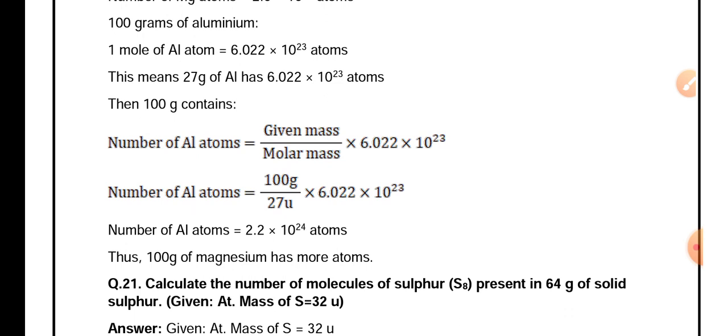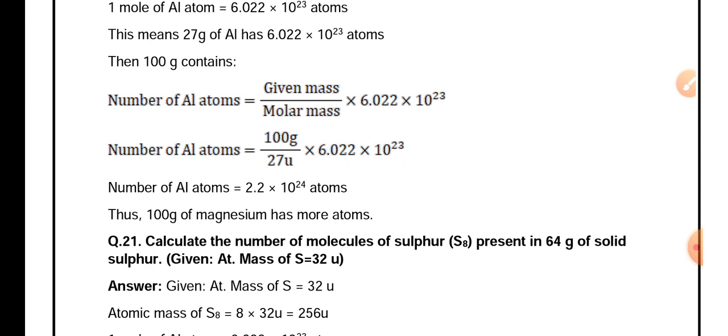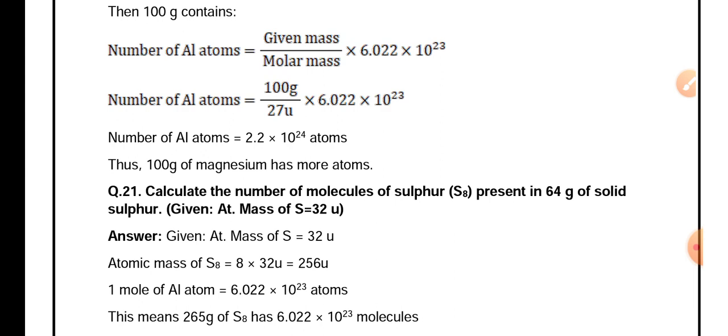Calculate the number of molecules of sulfur present in 64 grams of solid sulfur, given the atomic mass of sulfur S is 32 u. Here the atomic mass of S is 32 u, so the molecular mass of S8 is 8 into 32 u, which is 256 u. 1 mole of S8 is equal to 6.022 into 10 to the power of 23 molecules.